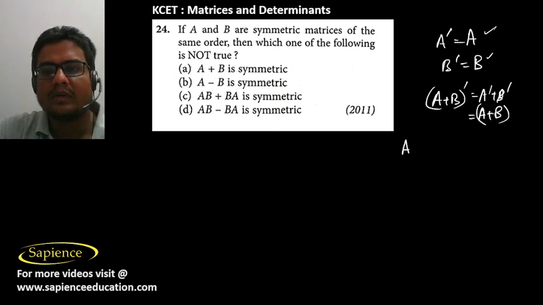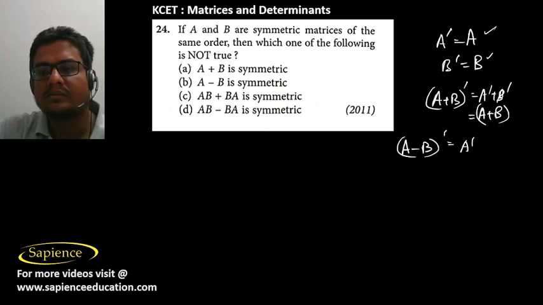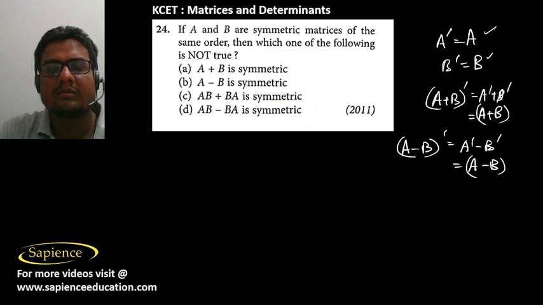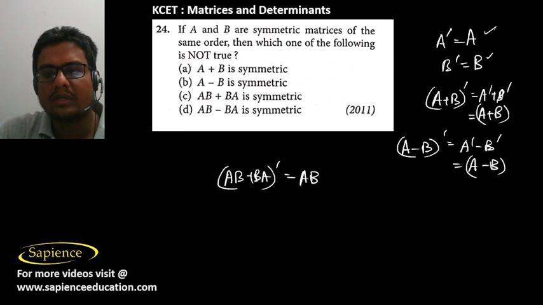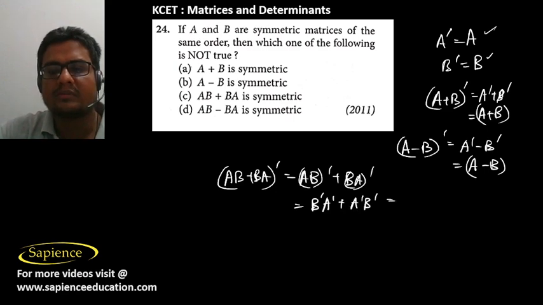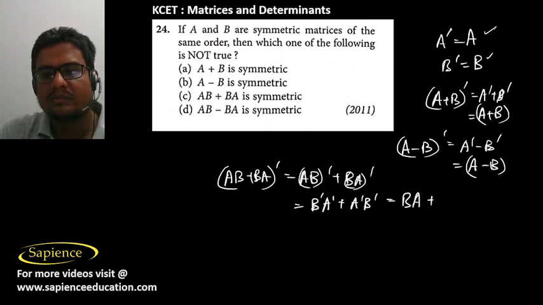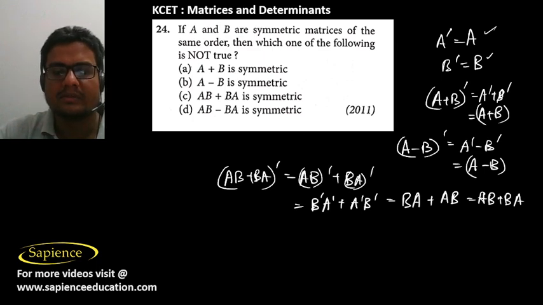So it is true. Now A minus B whole transpose, that is equal to A transpose minus B transpose, which is equal to A minus B. So A minus B is also a symmetric matrix. But AB plus BA whole transpose, so that will be equal to AB whole transpose plus BA whole transpose. So that will be B transpose into A transpose plus A transpose into B transpose. So B transpose is equal to B and A transpose is equal to A. Then plus this is A transpose is A and B transpose is B. So they are same, AB plus BA. So AB plus BA is also a symmetric matrix. So option C is also correct, means it is true.